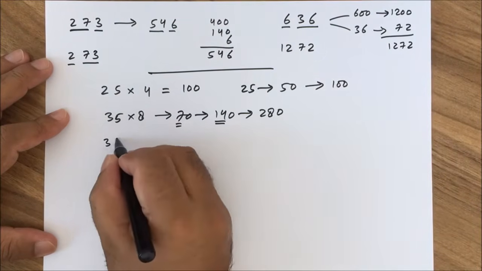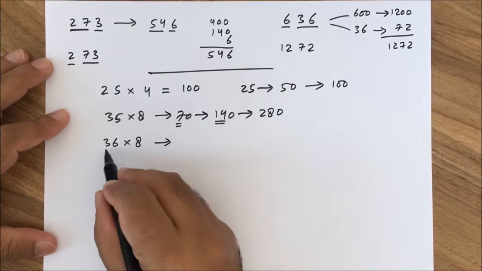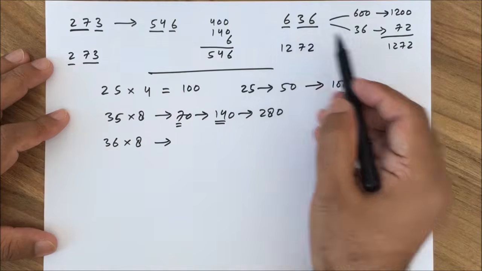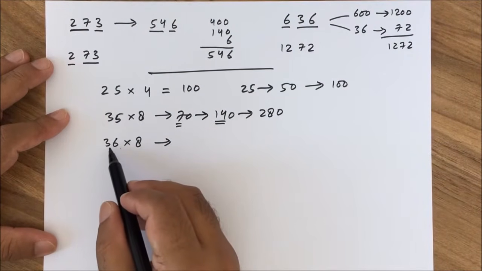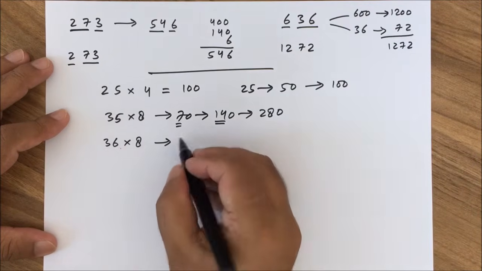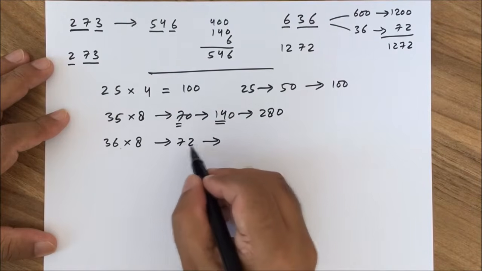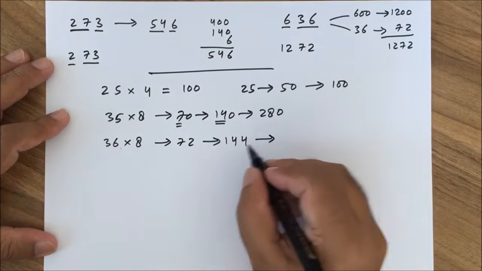Let's do one more. 36 times 8, let's say. Double of 30 is 60. We did it here. Double of 36 is 72. Double of 30 is 60 and double of 6 is 12. So 60 and 12 is 72. Now double of 7 is 14 and double of 2 is 4. So 144.